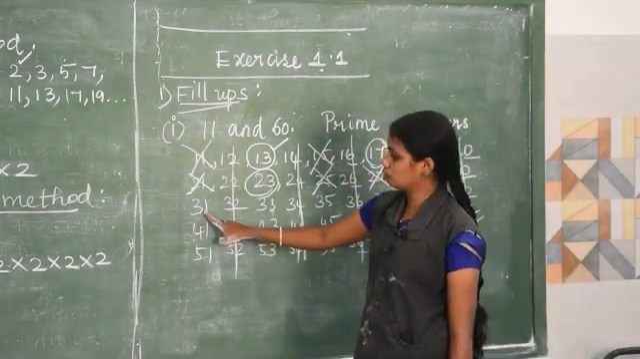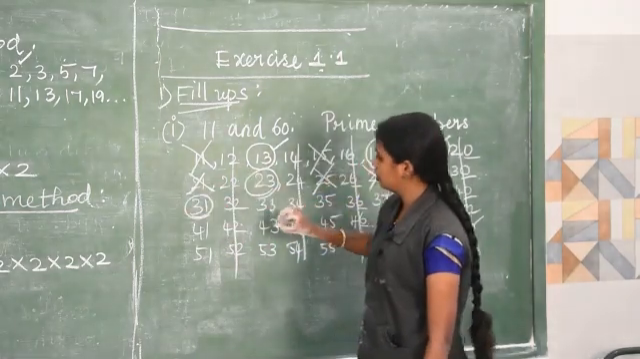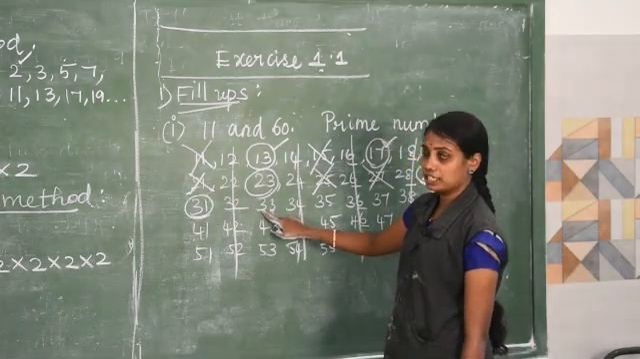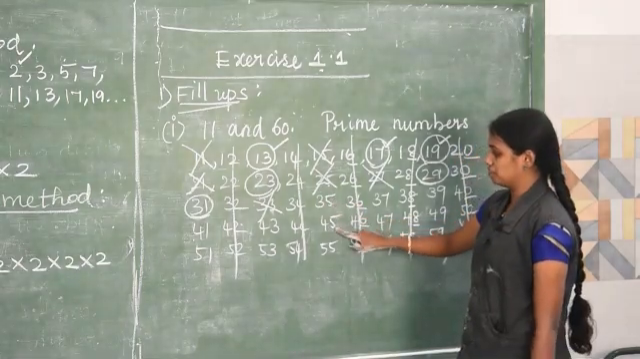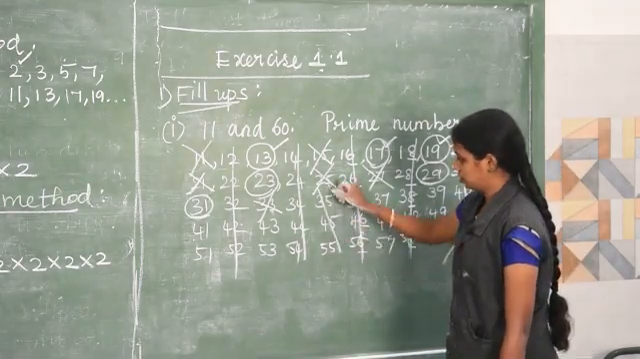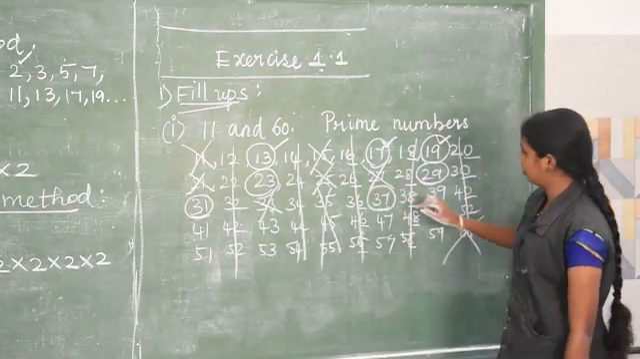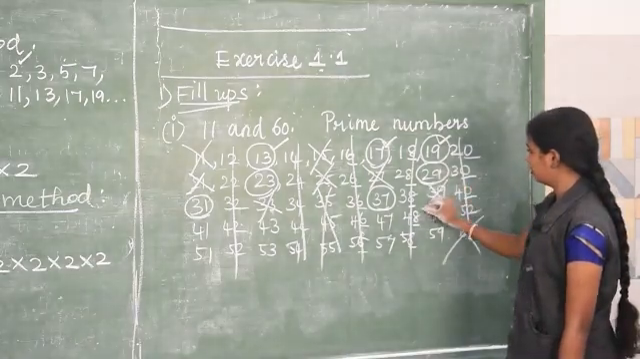31, see here, the 2 table it will not come, the 3 table also no, so it is a prime number. 33, 3 plus 3 is 6, so it will come in the 3 table, it is not a prime number. 35 ends with 5, so it will not come under prime numbers. 37 is a prime number. 39, 3 plus 9 is 12, it's not a prime number.